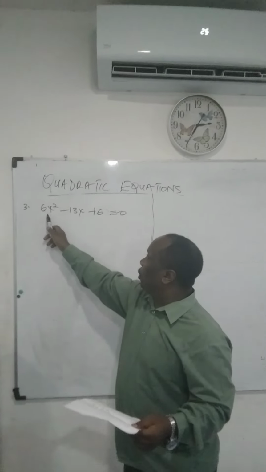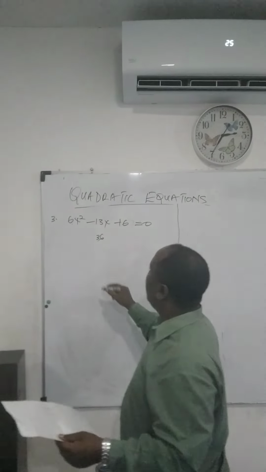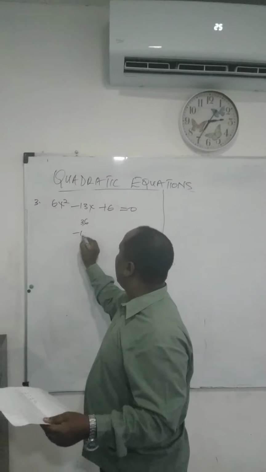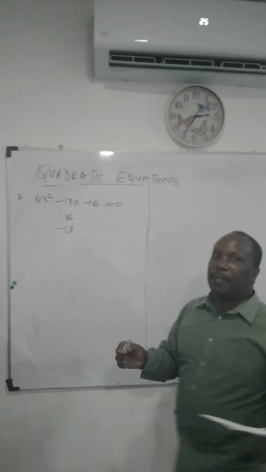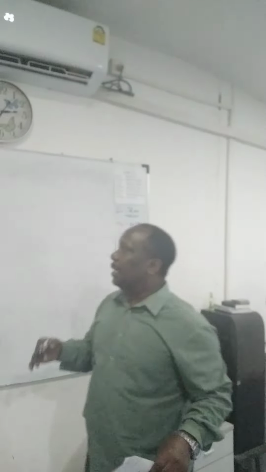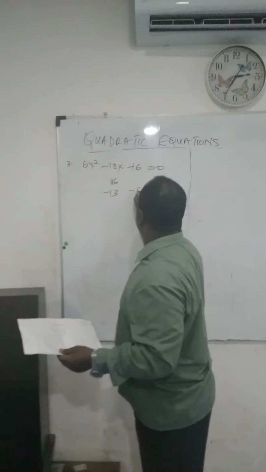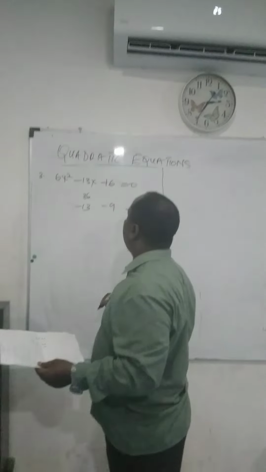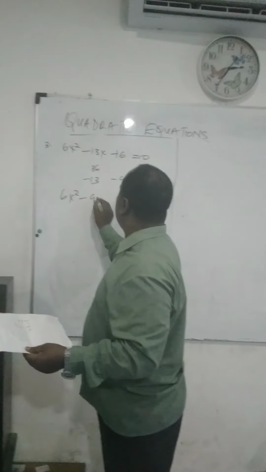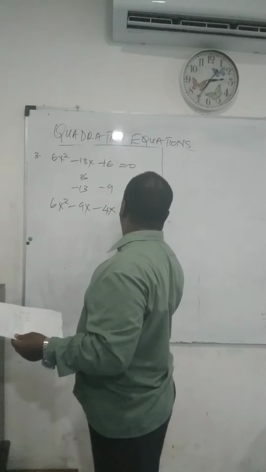So 2 numbers, you multiply them. 6 times 6, you get that 6. When you add them, you get minus 13. Guess the 2 numbers. If you work out, you are going to find that it is minus 9 and minus 4. And now we substitute here, we get 6x squared minus 9x minus 4x plus 6 equals 0.